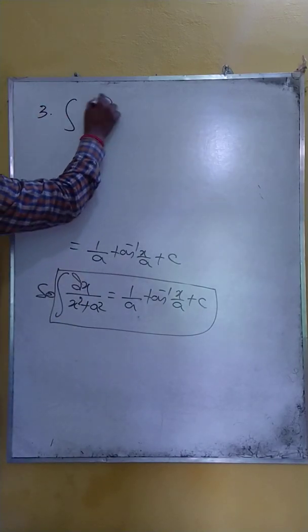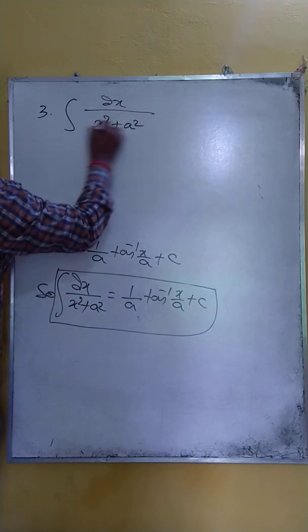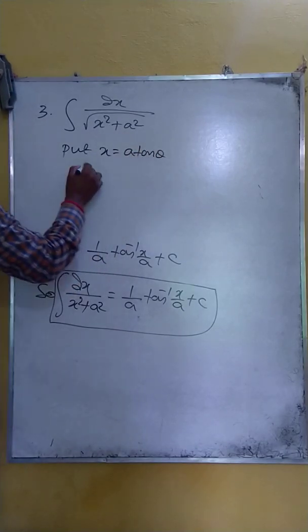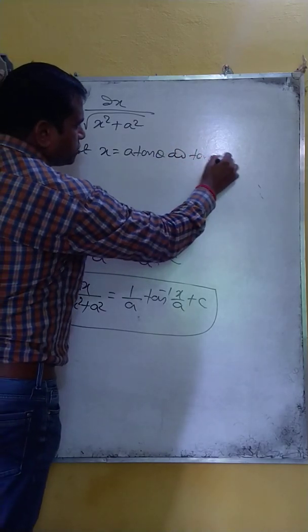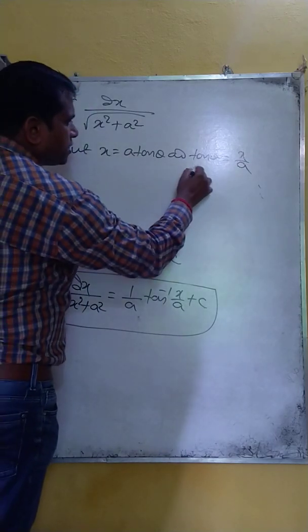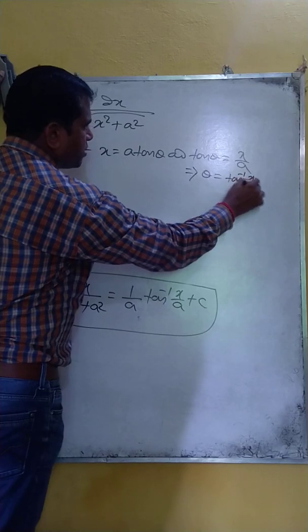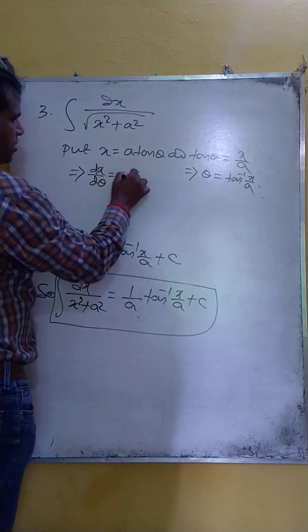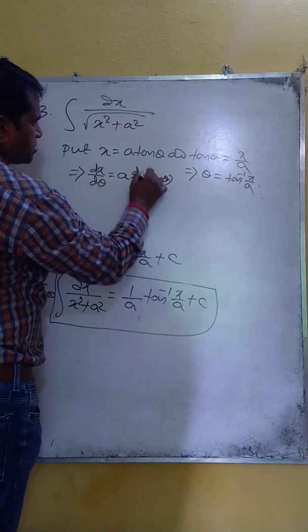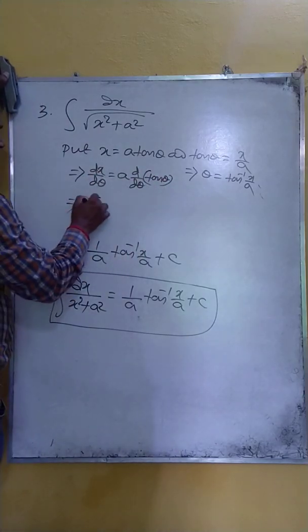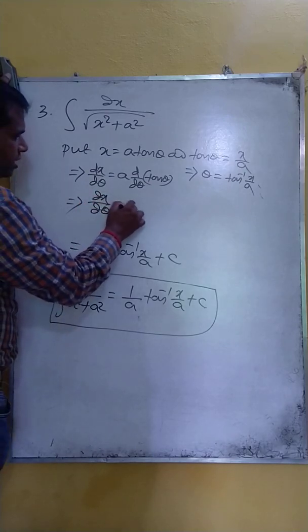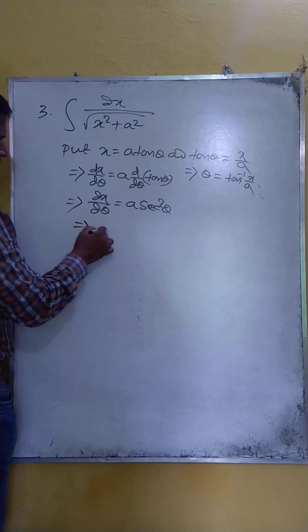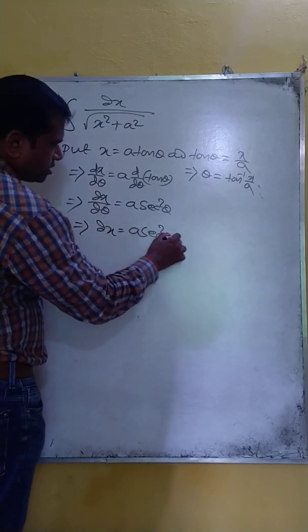Number 3, integral dx by root of x² plus a². Here we put x is equal to a tan θ, and tan θ is equal to x by a, so θ is equal to tan inverse x by a. Here we differentiate both sides with respect to θ. dx/dθ equals a d/dθ of tan θ. Since a is a constant, taking it out of the derivative, dx/dθ is a sec²θ. That implies dx is equal to a sec²θ dθ.